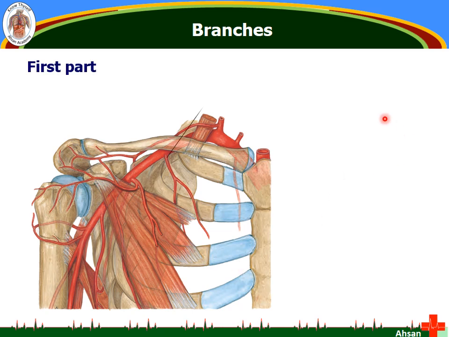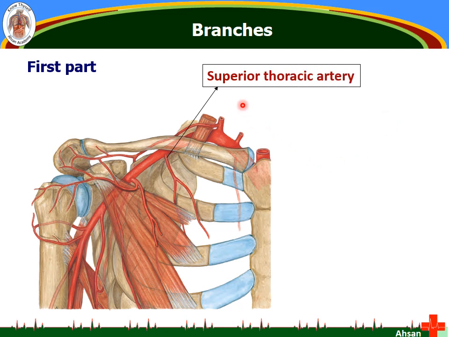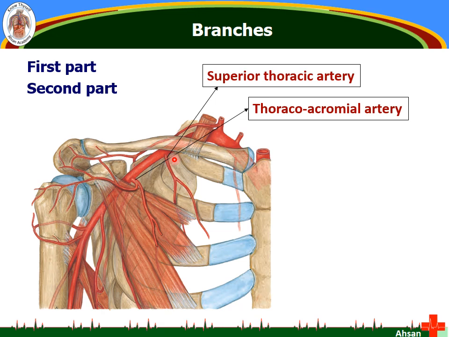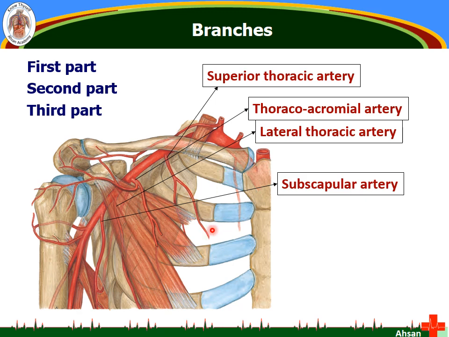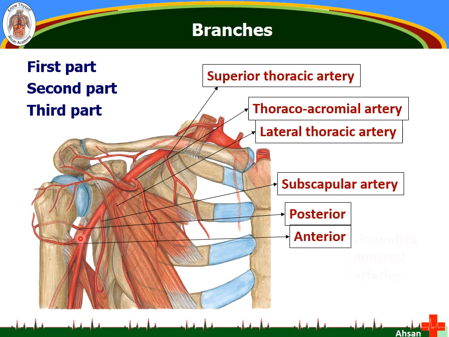The first part gives superior thoracic artery. This one is the superior thoracic artery. Very easy to remember that the first part gives one branch, then second part will give this thoracoacromial as well as these lateral thoracic two arteries arising from the second part, and third part gives three arteries. This is the subscapular branch, and two, this is circumflex humeral, posterior anterior circumflex humeral arteries.